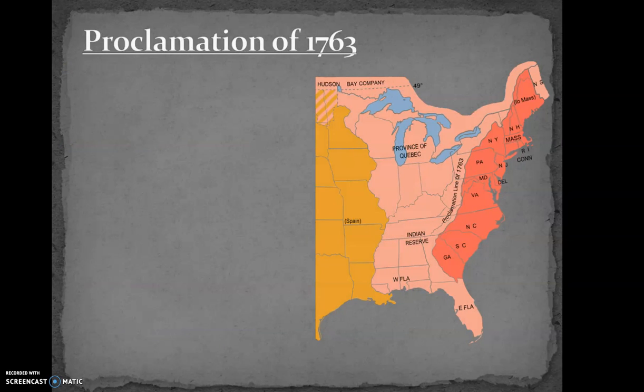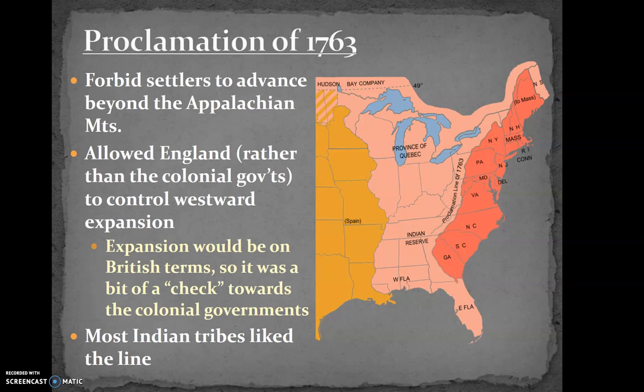The Proclamation of 1763, and I am referring to this line right here, the Proclamation line of 1763. So this is that boundary that basically prior to the French and Indian War had divided the French territory from the British territory, but it's going to serve a different purpose post the war. After the war, it forbid the settlers, so it forbid the colonists, okay, to go beyond the Appalachian Mountains.